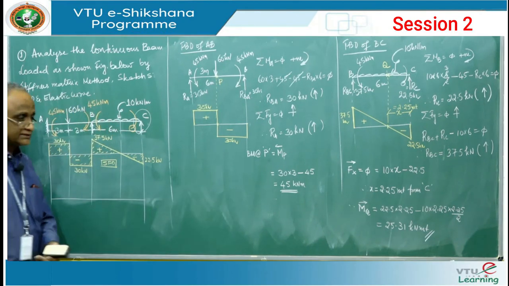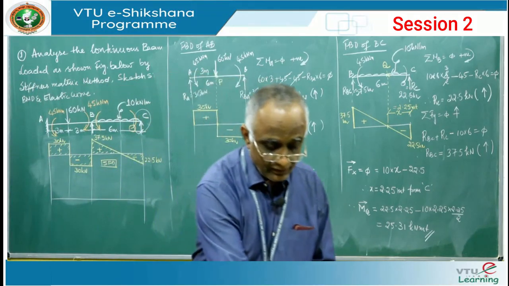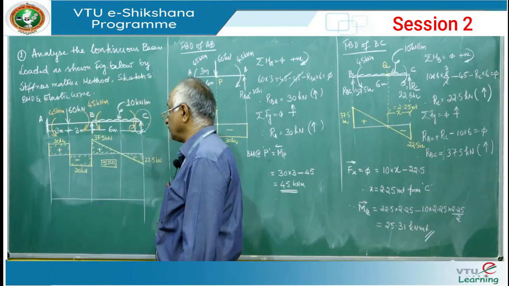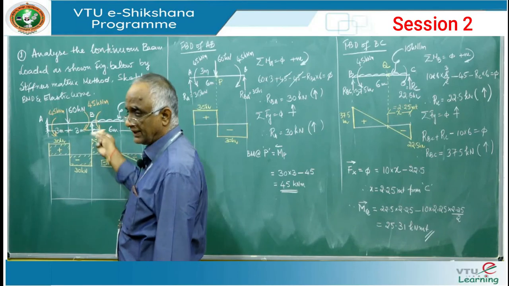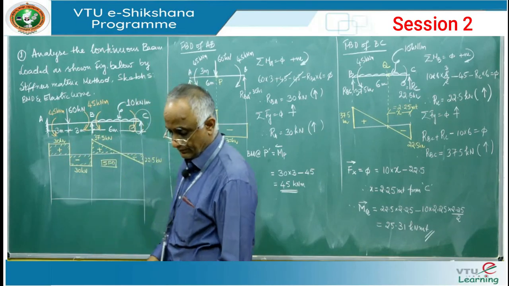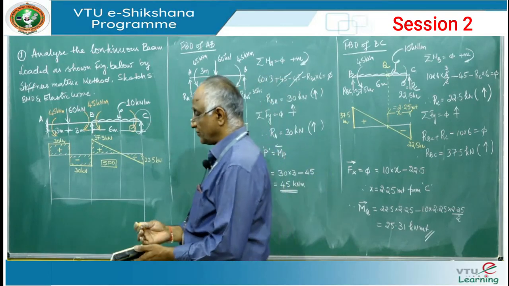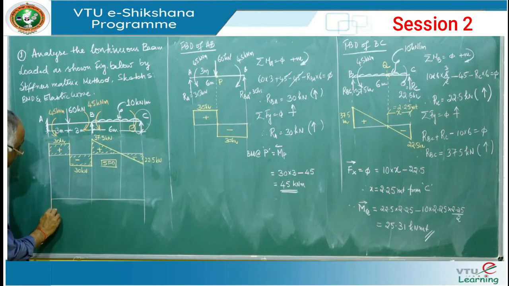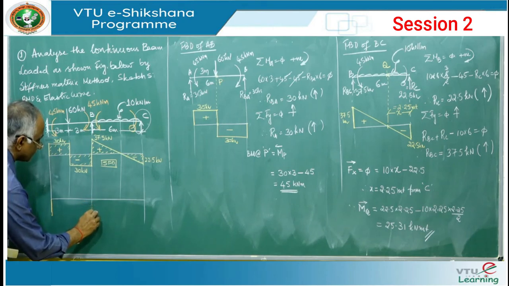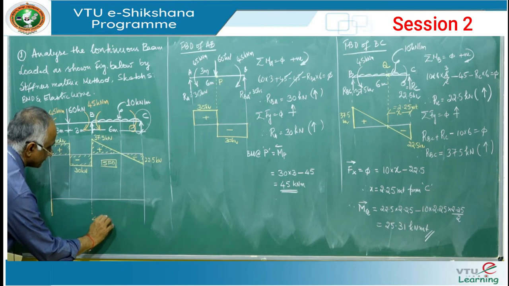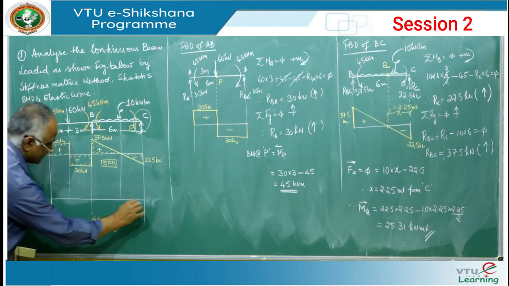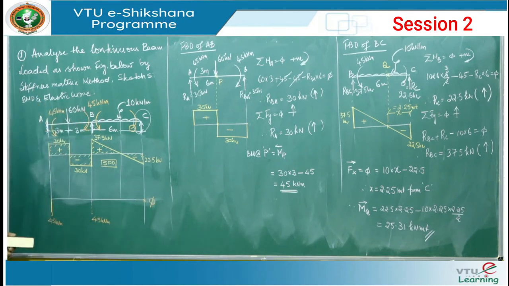I will be marking the bending moments on the tension side or the arrow side. Arrow downwards for end moments; generally the arrow will be downwards unless you have sinking of supports or some other end conditions, in which case it will be different. Otherwise it will always be negative, end moments are always negative. So how much is it here? 30, 45, and here also it is 45 kilonewton meter. Of course here it is equal to 0.